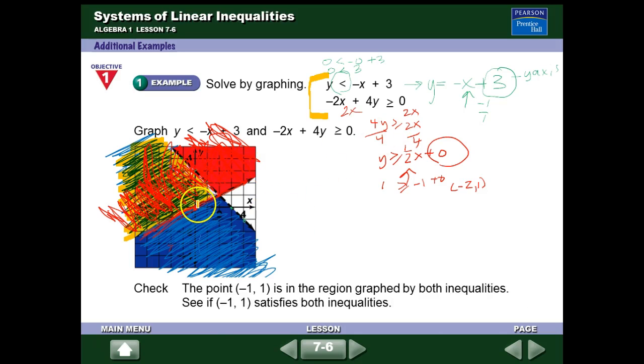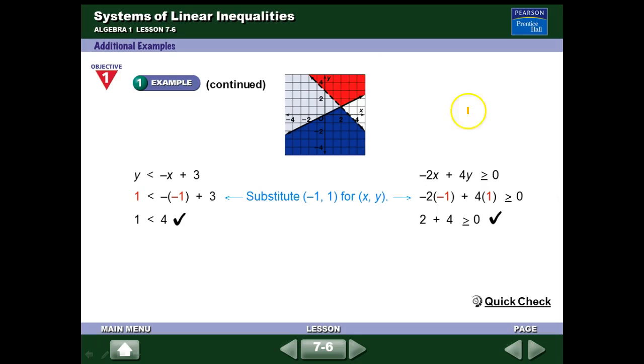Okay, so this next part is they're saying, is negative 1, 1 a solution? Does this work? It should be a solution because it's in the shaded region. So let's test it. Plug in negative 1, 1 with my first inequality. Solve it. 1 is less than 4, so check. My second inequality, plug in negative 1, 1. 2 plus 4, 6. 6 is greater than 0. Check. So yes, this yellow area here is what I'm looking for, and that is the shaded region of both inequalities. So any ordered pair in this graph, shaded in yellow, would be a solution.